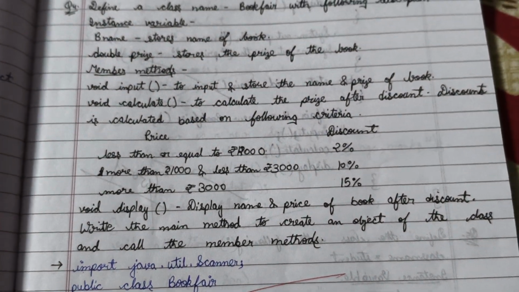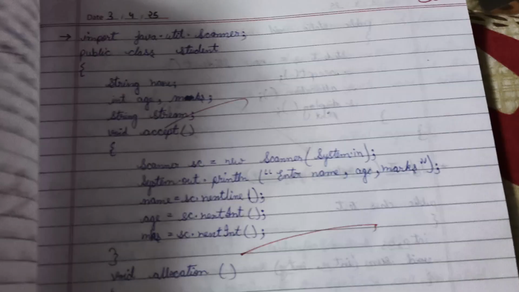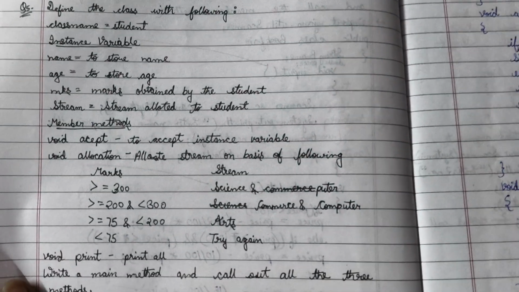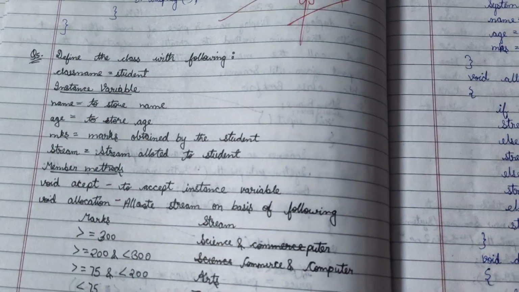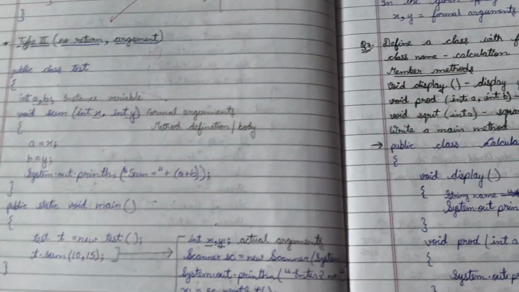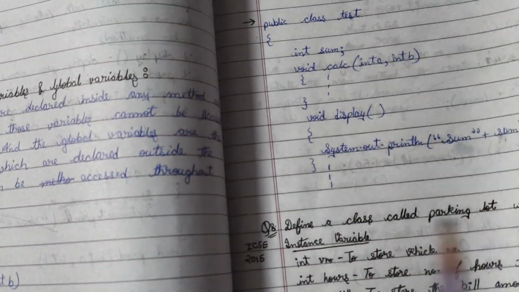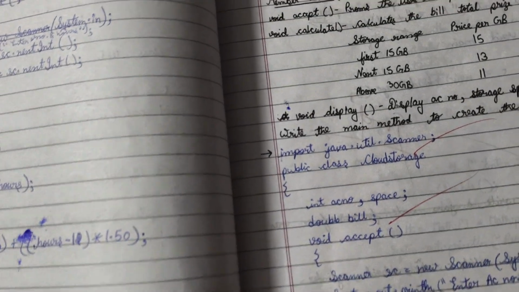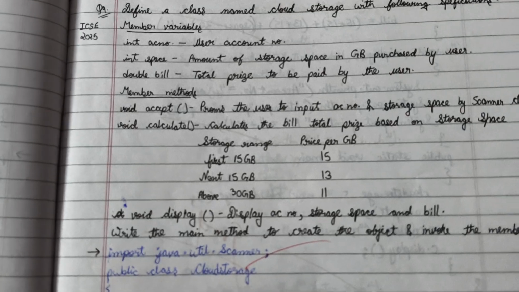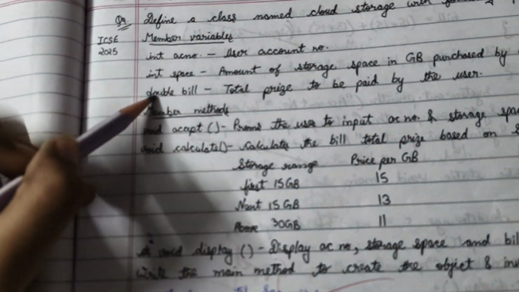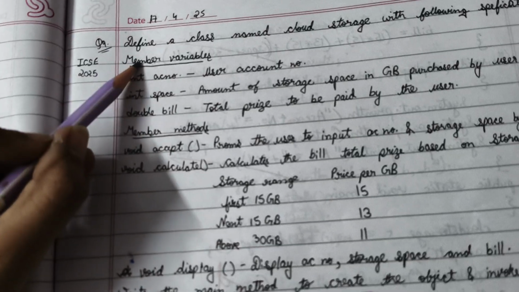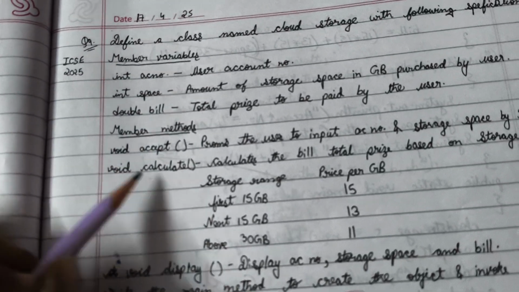So these all questions are related to each other. And in boards you will get the question in this type also. Let me just show you one question which recently came in 2025 boards. This one. Now see in this one what they have given. First 3 member variables or instance variables, then 2 member methods.